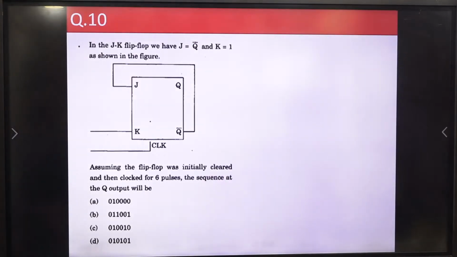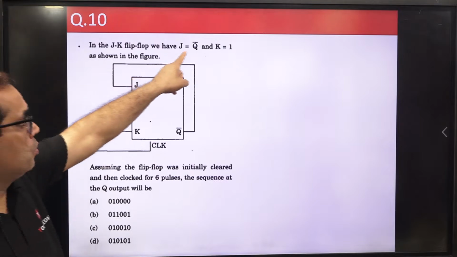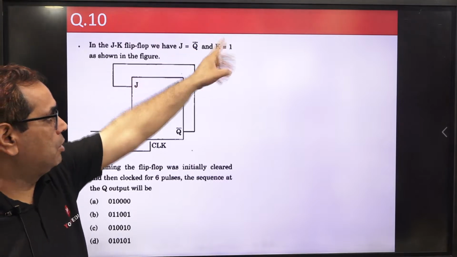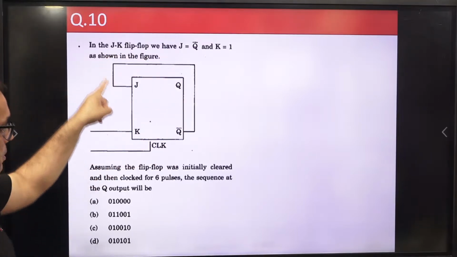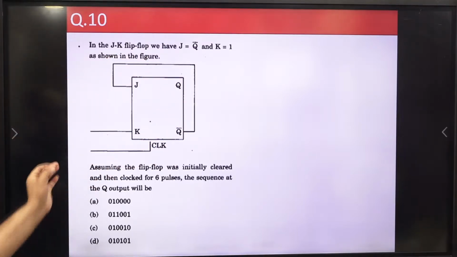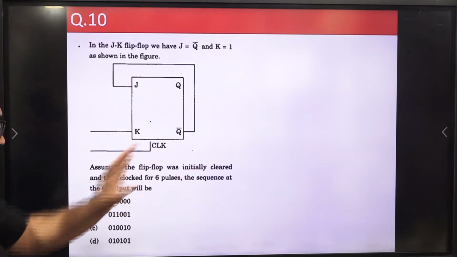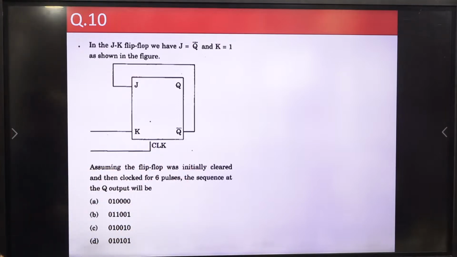So here tell me the answer. What will be the answer of this question? In the JK flip-flop, we have J equal to Q complement, K equal to 1. And this Q bar is connected with the J input. So assuming the flip-flop was initially cleared and then clocked for 6 pulses, what sequence will be observed at the Q output? Try to find out the sequence at the output.